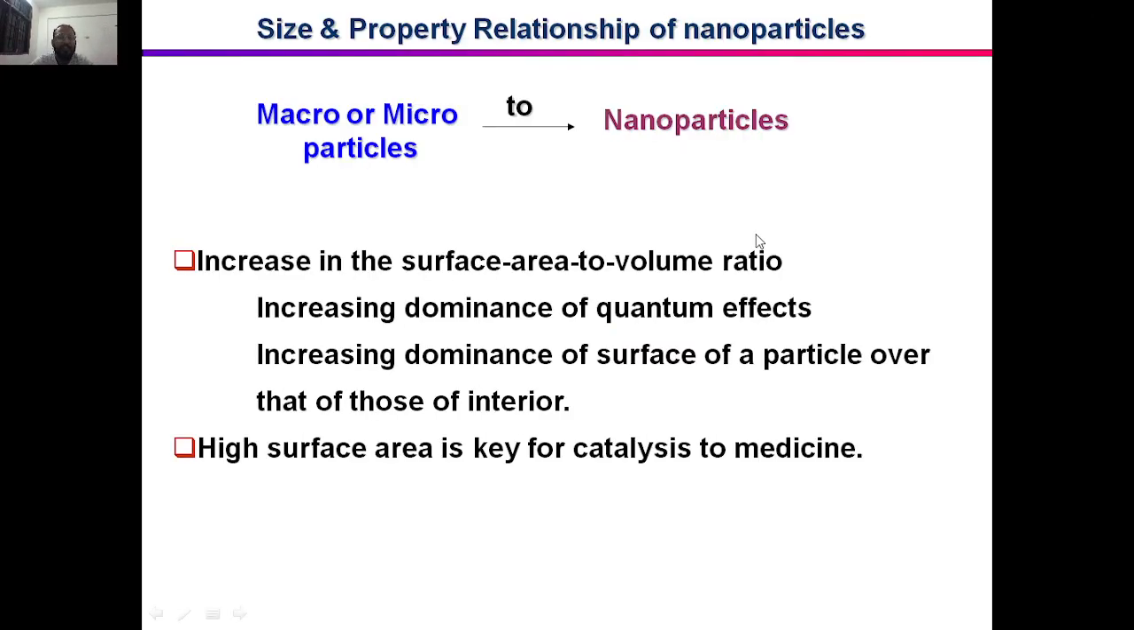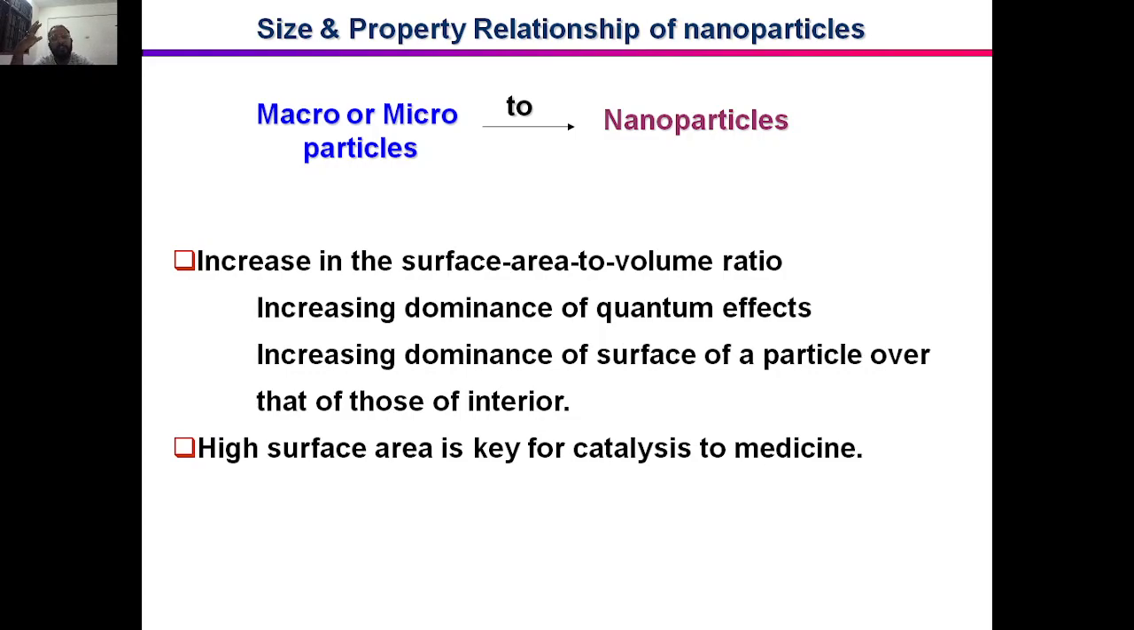Like this. Now, the size and property relationship of nanoparticles. We have macro or micro particles, and they can be converted into nanoparticles. This gives an increase in the surface area to volume ratio. One of the major properties of nanostructures, which is helping in almost every field, is that nanomaterials exhibit a high surface to volume ratio.